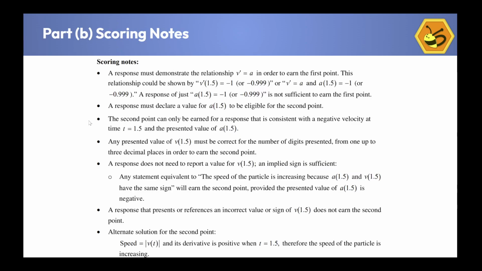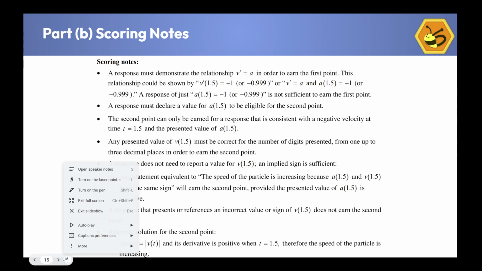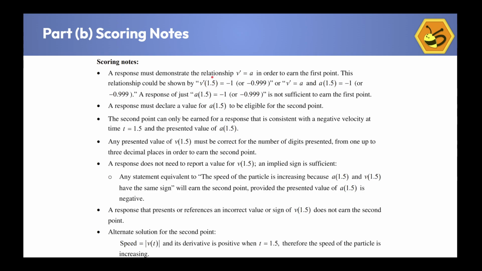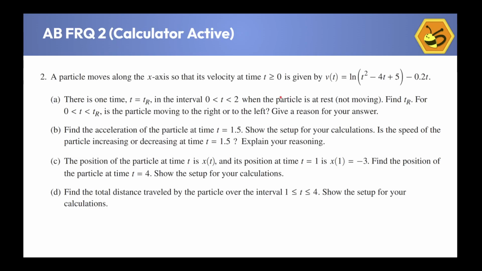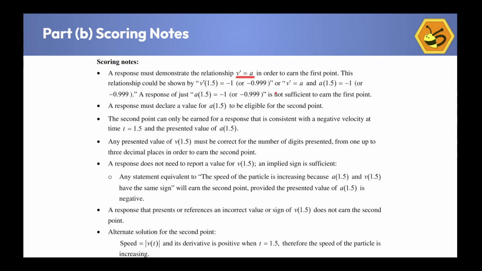Some scoring notes. For the setup, you demonstrate this relationship. The question tells us to show the setup, so please do. Otherwise, you will lose a point. And you must state the value based on the graphing calculator. The second point can only be earned for a response that is consistent with the negative velocity and the present value of a(1.5).